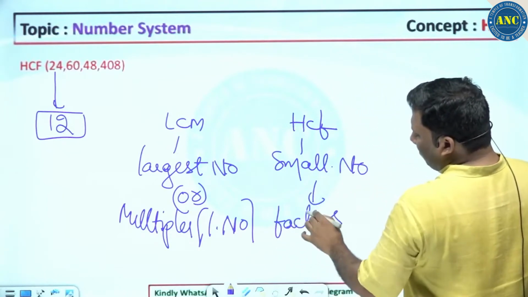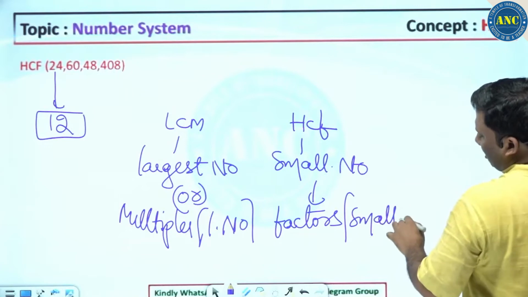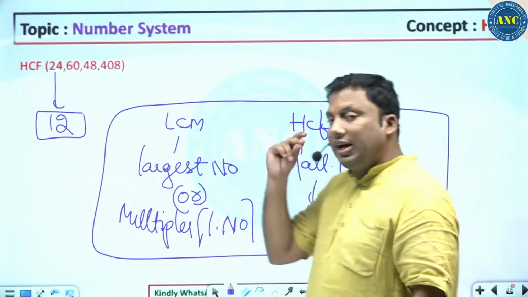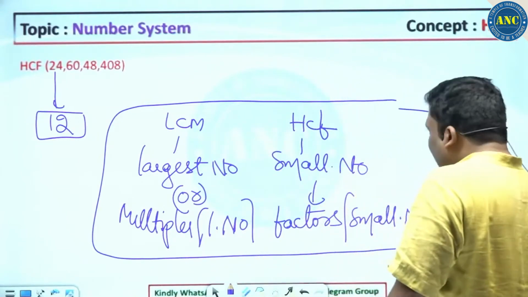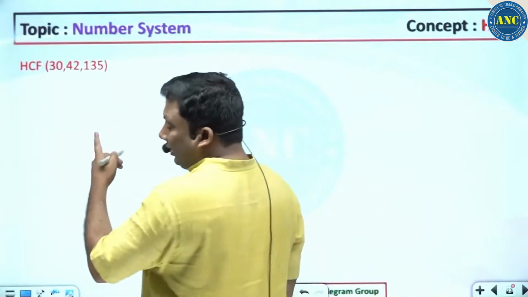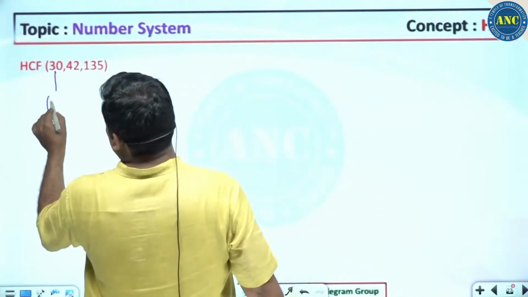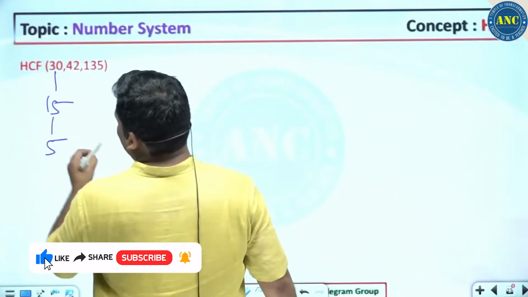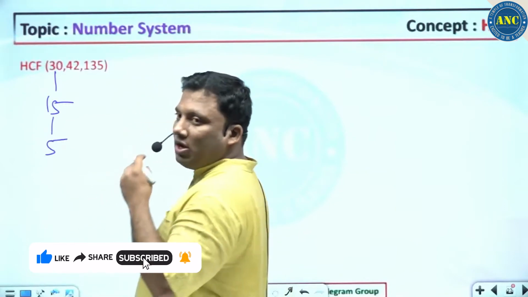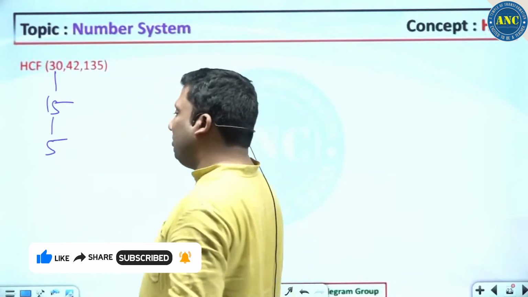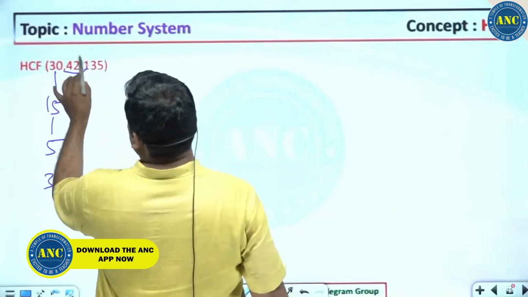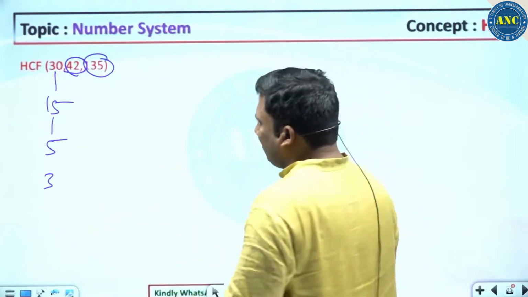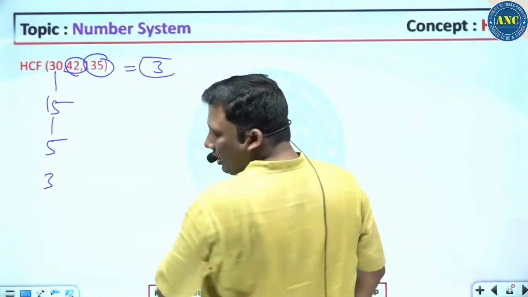People don't teach the basics. If you understand the basics, if your foundation is strong, you can clear it in a much smarter way. Now 30, 42, 135. 30 will not divide 42. What are the factors of 30? 15. 15 will not divide 42. 5 will not divide 42, since any number divisible by 5 has unit digit 0 or 5. 3. Yes, for 42 the sum of the digits is divisible by 3, and 135 is also divisible. The answer is 3.